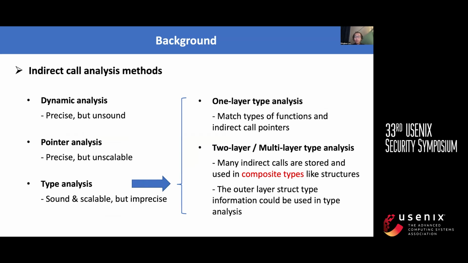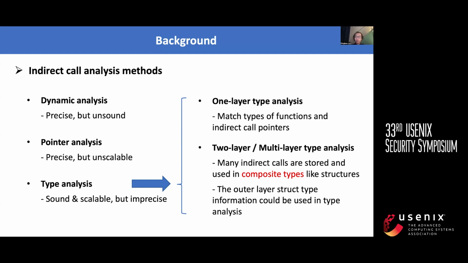Now we have several methods for indirect call analysis. The dynamic analysis records the indirect call targets at runtime and updates the control flow graph accordingly. It is precise but unsound. And some static techniques rely on whole program pointer analysis to identify indirect call targets. It is also precise, but often unscalable, especially when we analyze large programs like OS kernels.